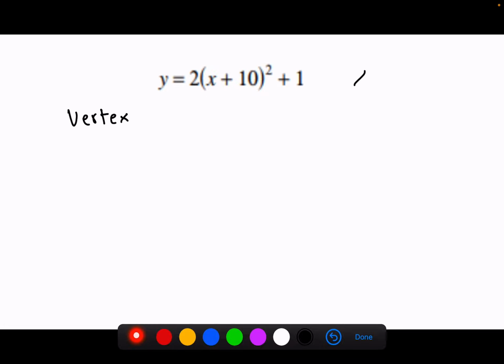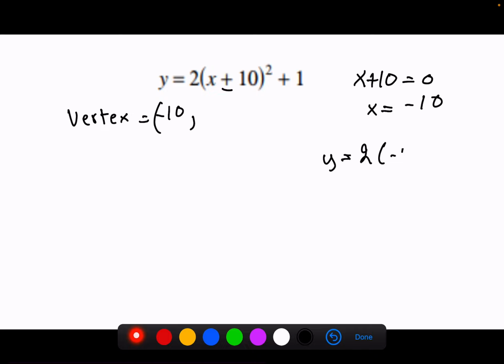So we're going to take the x plus 10, we're going to set that equal to 0, and we get x is equal to negative 10, or you can flip the sign here. So you have x plus 10, so you take negative 10. So that is the x coordinate. Now to find y, you're going to plug in negative 10. So y is equal to 2 times, we plug in negative 10 where you see x, negative 10 plus 10 squared plus 1.